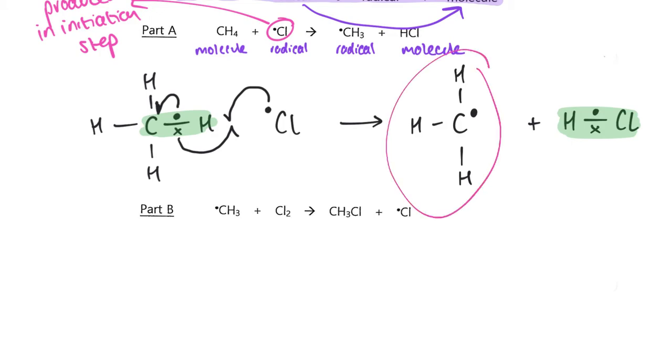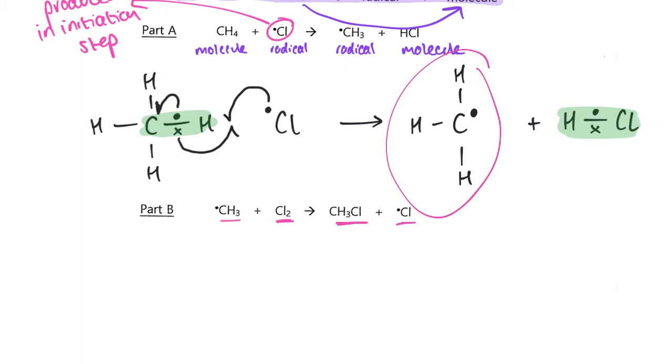And so what happens is this methyl radical that we formed in part A goes on and reacts with a chlorine molecule to form our chloromethane. So the equation is represented there. Here we've got a methyl radical reacting with a chlorine molecule to form chloromethane, and our chlorine radical is then regenerated and can go on and react with another molecule of methane. So in other words, part A starts again.